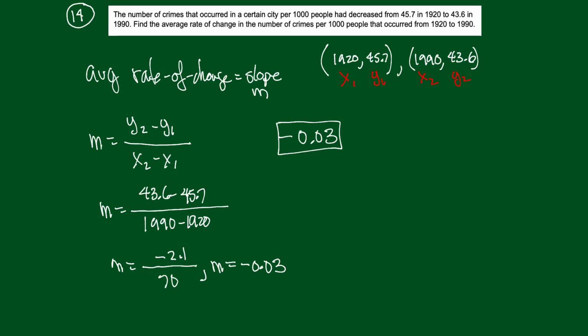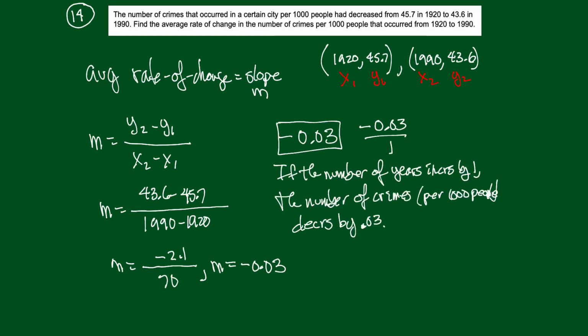Now if I want to know what it means, I would write it like this. All right, and here's how I would interpret that. The bottom number is the number of years, and it's positive. So if the number of years increases by 1, then the number of crimes, that's the top number, per 1,000 people, decreases by 0.03, right? Decreases by 0.03.